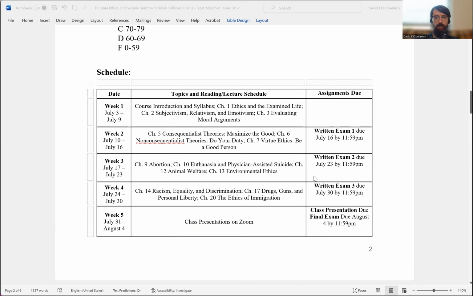The first assignment that's officially due is the first written exam, due July 16th by midnight on Canvas. I'll show you how to access those exams. This schedule is pretty self-explanatory. Again, I would suggest referring back to it at various points in the semester, just so you know where we are and where we're moving next.